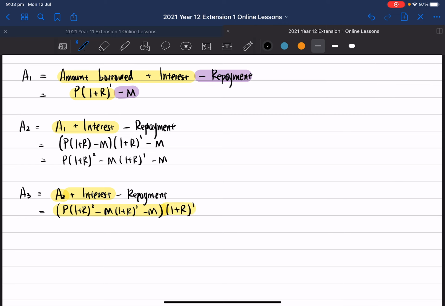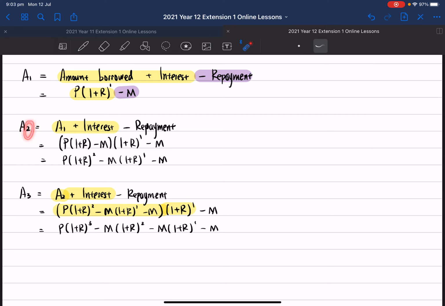Now if you expand that, that gives you P bracket 1 plus R to the power of 3 minus M times 1 plus R to the power of 2 minus M times 1 plus R to the power of 1. Now, don't forget that we still have to minus the repayment. So at the end, we have to minus M, minus M. So hopefully now you realize there's a pattern here.